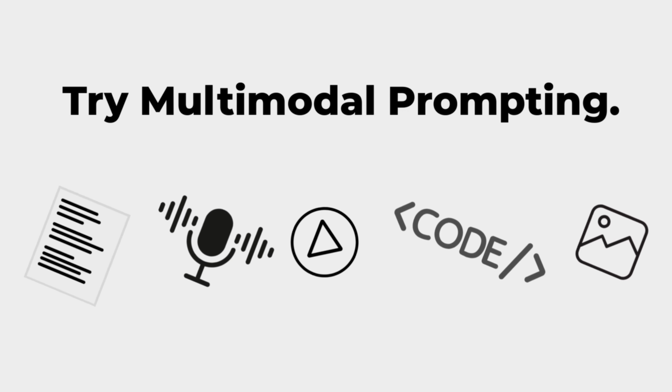Try multimodal prompting. In Module 1, we also came across a word called modality. Modalities are the different formats that generative AI can work with, like text, images, audio, video, code, etc. Different AI tools are stronger in different modalities.